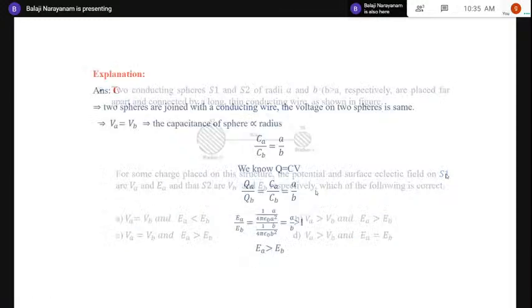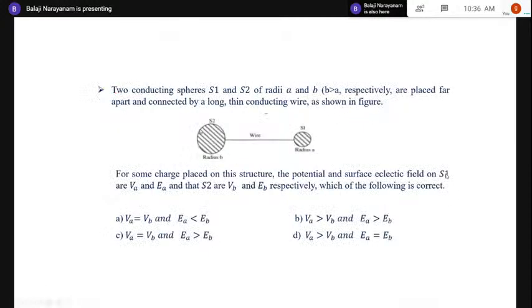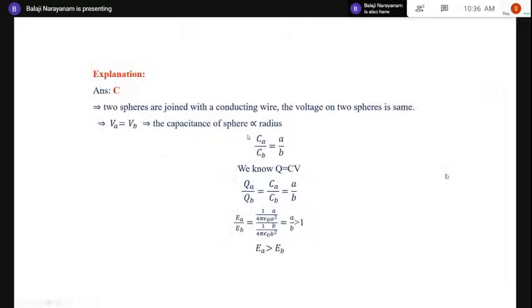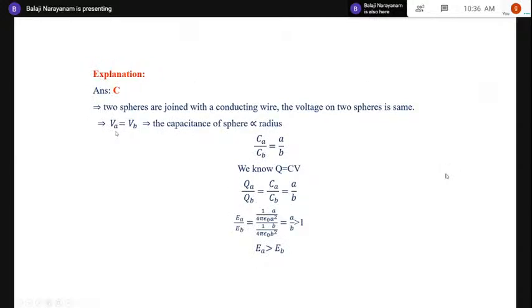Now we will see the solution for this. The two spheres are joined with a conducting wire. Because the two spheres are joined with a conducting wire, the voltage on the two spheres is the same. Do you agree or not? Between the two spheres connected with a wire, the potential on A and the potential on B become the same. And hence we may take VA is equal to VB.